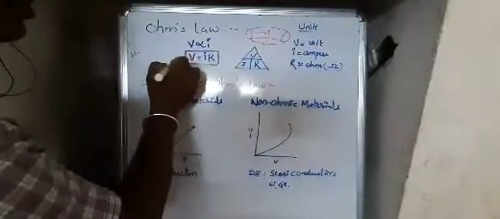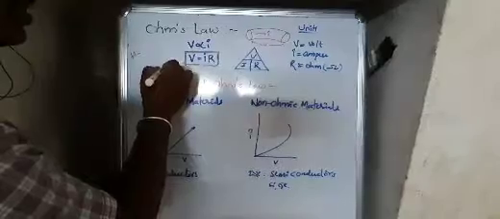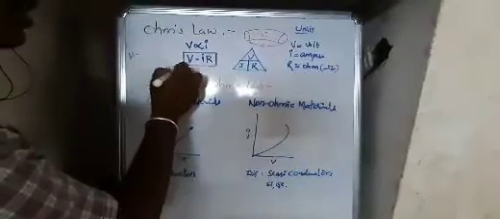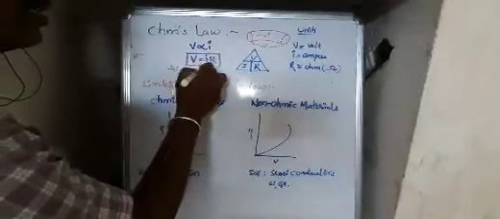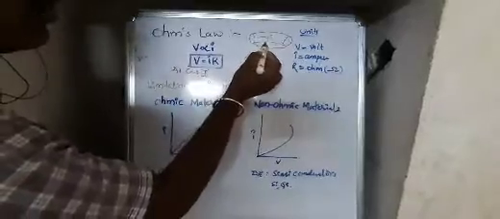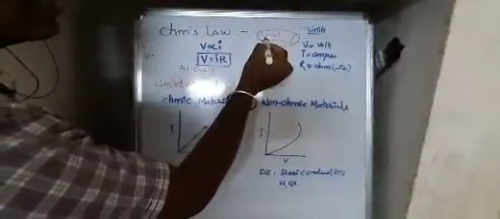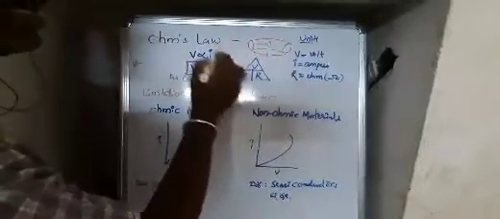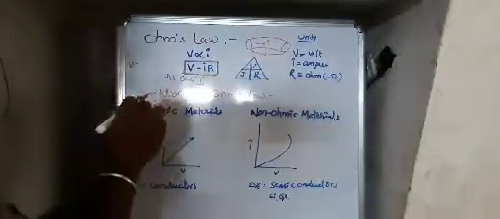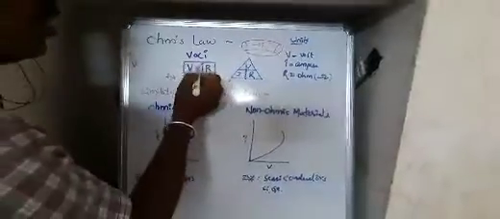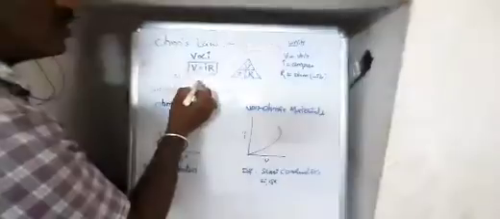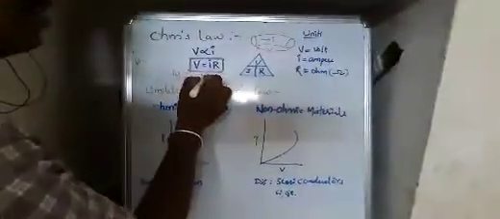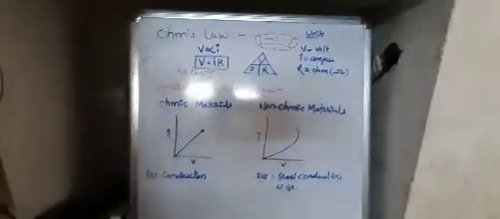So what is Ohm's law? At constant temperature, the current flowing in a conductor is directly proportional to the voltage. This is called Ohm's law. So the temperature is always constant.